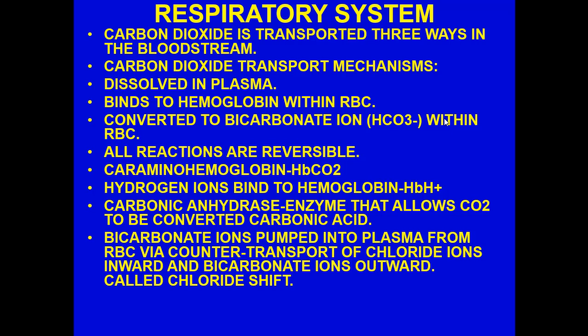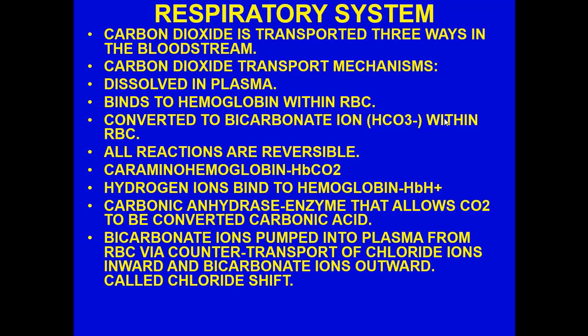Carbaminohemoglobin, that is referred to as HbCO2. Hydrogen ions bind to hemoglobin, that's HbH+. Now, you would have that occurring if you have the dissociation. Remember that we talked about this a while back. Carbon dioxide plus water gives you carbonic acid. Carbonic acid will break down to hydrogen ions and bicarbonate ions. The enzyme that allows CO2 to be converted to carbonic acid or speeds up the rate is carbonic anhydrase.